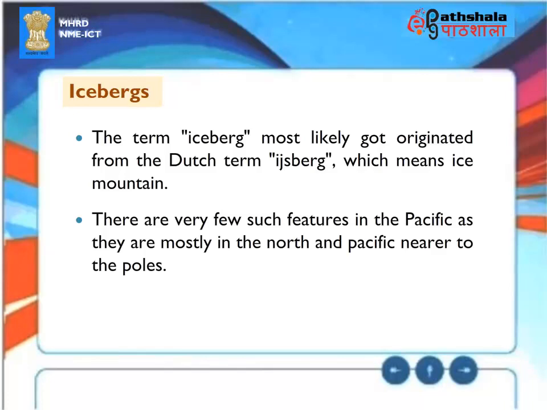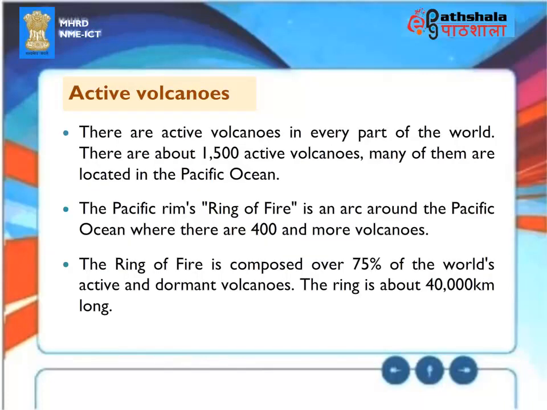Active volcanoes. There are active volcanoes in every part of the world. There are about 1,500 active volcanoes. Many of them are located in the Pacific Ocean. The Pacific Rim's Ring of Fire is an arc around the Pacific Ocean where there are 400 or more volcanoes. The Ring of Fire comprises over 75% of the world's active and dormant volcanoes. The ring is about 40,000 kilometers long.